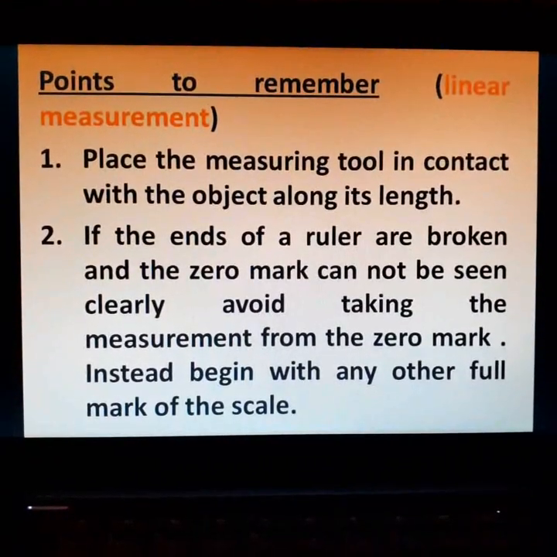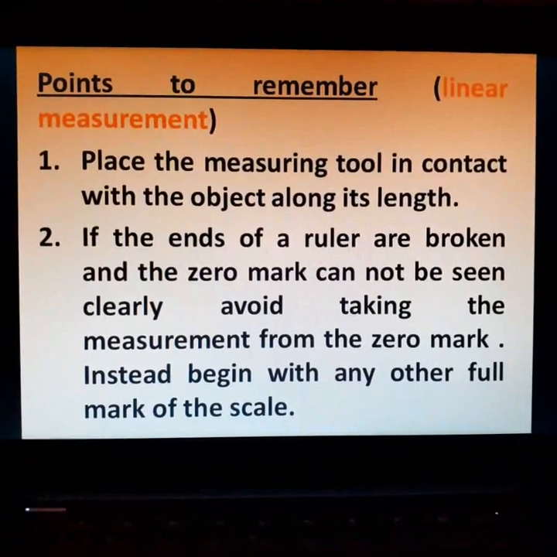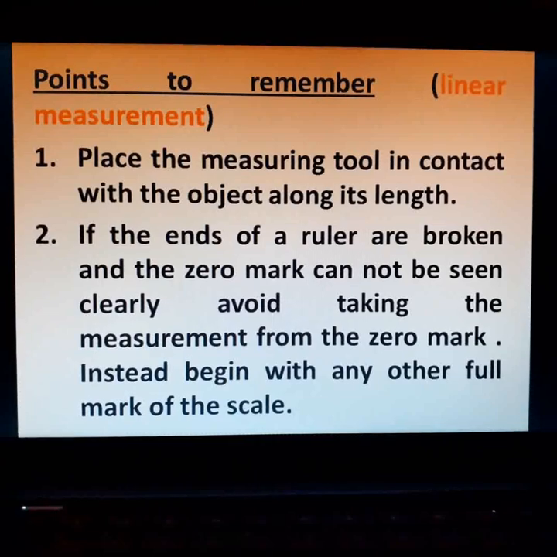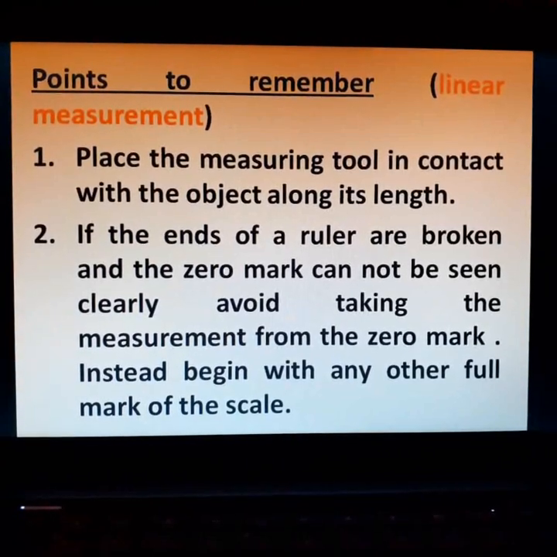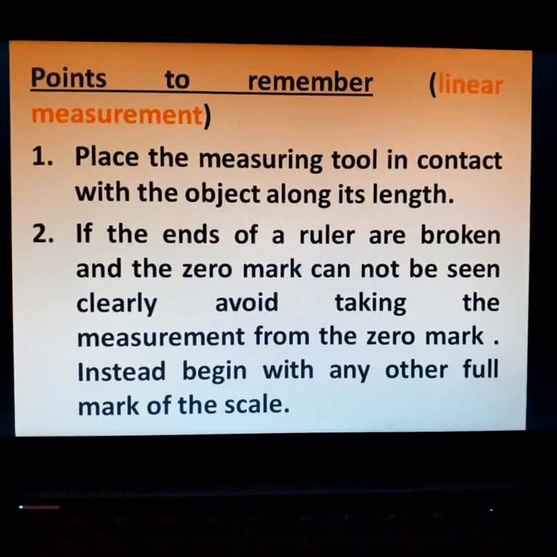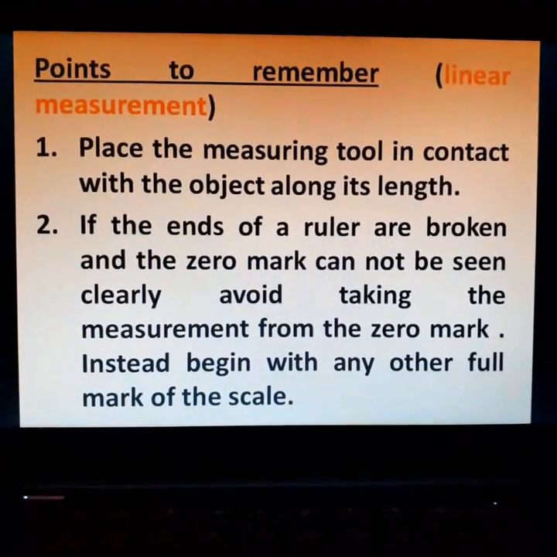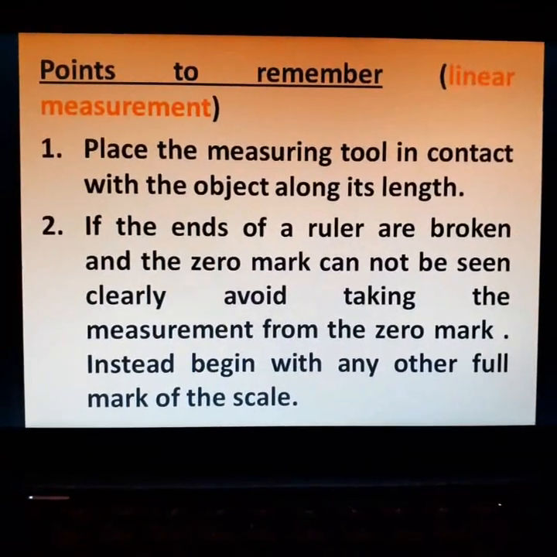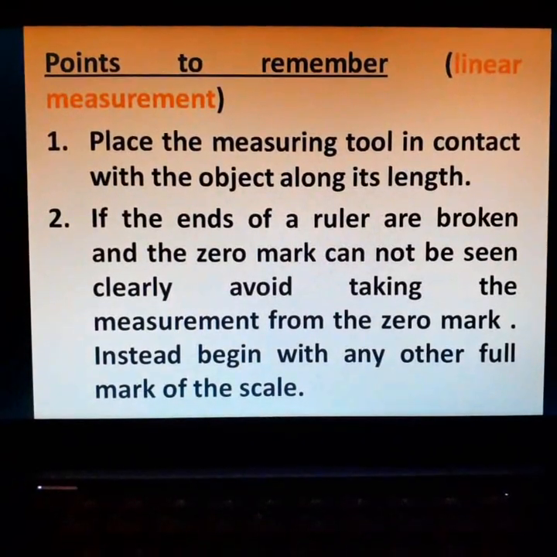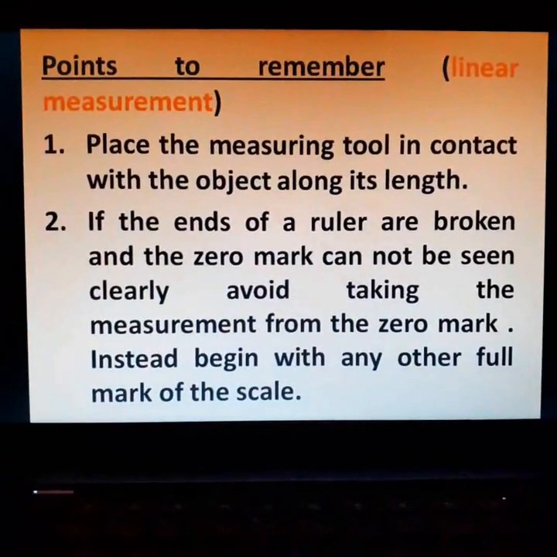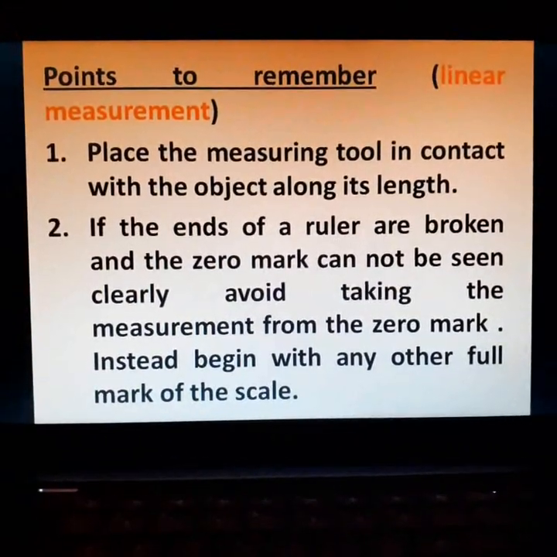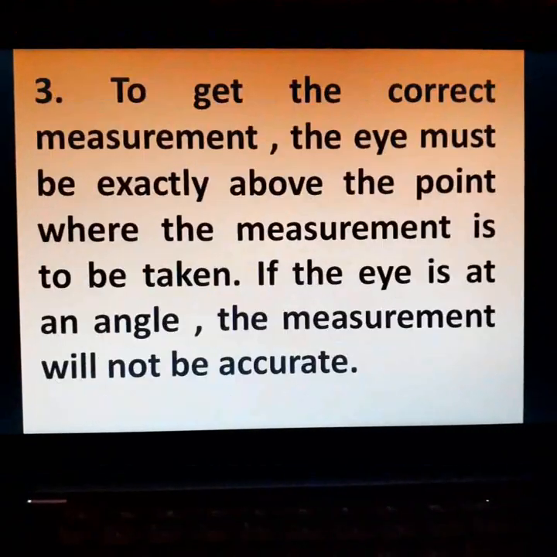First point, place the measuring tool in contact with the object along its length. Second point, if the ends of a ruler are broken and the zero mark cannot be seen clearly, avoid taking the measurement from the zero mark. Instead, begin with any other full mark of the scale. You can note down these points in your copy so as to take the reading for linear measurement.